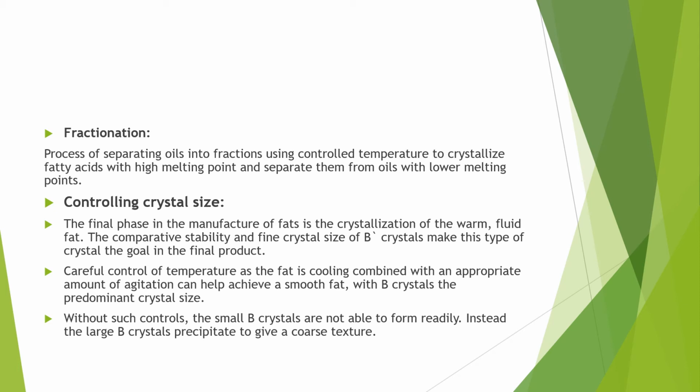In the fluid fat, basically, the comparative stability and the fine crystal size of beta crystals make this type of crystal a goal in the final products. Why is this important? Careful control of temperature as the fat is cooling, combined with an appropriate amount of agitation, can help achieve a smooth fat. With beta crystals, the predominant crystal size may take place, and without such controls, the small beta crystals are not able to form readily. Instead, the large beta crystals precipitate, and that gives a coarse texture to the oil and fats, which is not desirable.